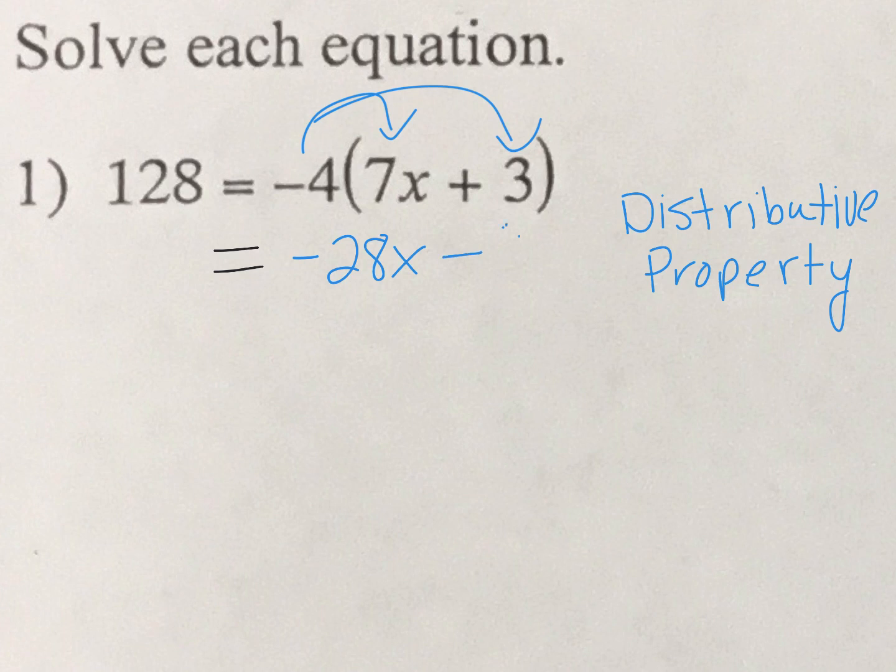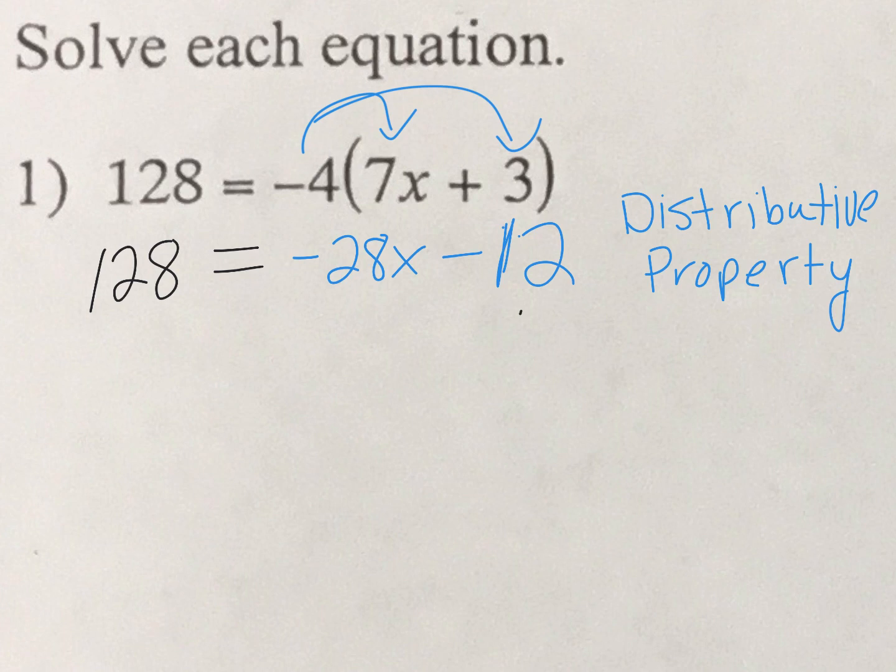So I'm going to write that as -12. So now we've got the 7x and the 3 out of those parentheses, and I can bring the 128 down. So now I can actually start solving this equation and getting the x isolated, get the x by itself. So if I look over on this side and see what's keeping the x from being isolated, we have, for starters, a -12, and we have a -28.